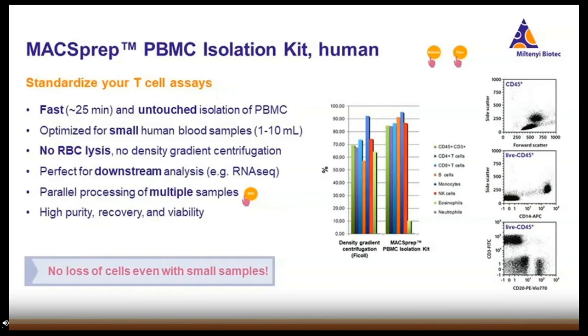On the graph here on the side, you can see that the recovery of various immune cell subtypes within the PBMCs is at least as good, if not even better, with the MACSPrep PBMC isolation kit, at least when compared to density gradient centrifugation using Ficoll. So the kit really eliminates any user-dependent inconsistencies and performs reliably for every separation. And this in turn will then help you to further standardize your T-cell assays. Again, you can also follow the links behind these yellow circles here on the top to find more information.